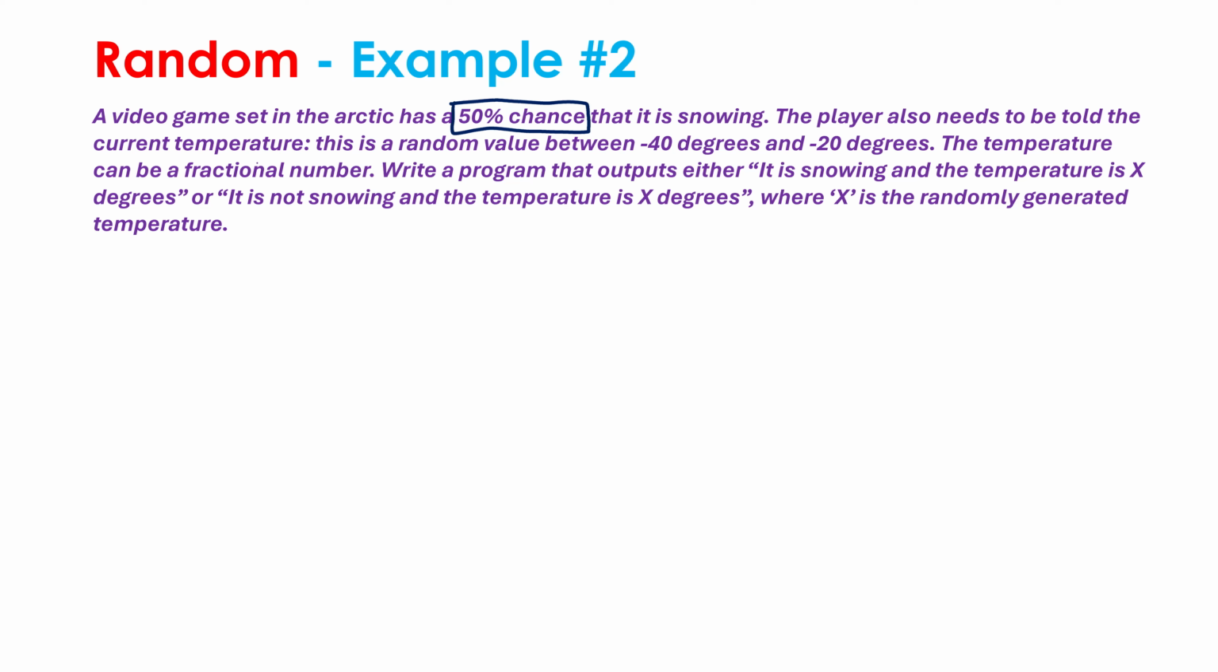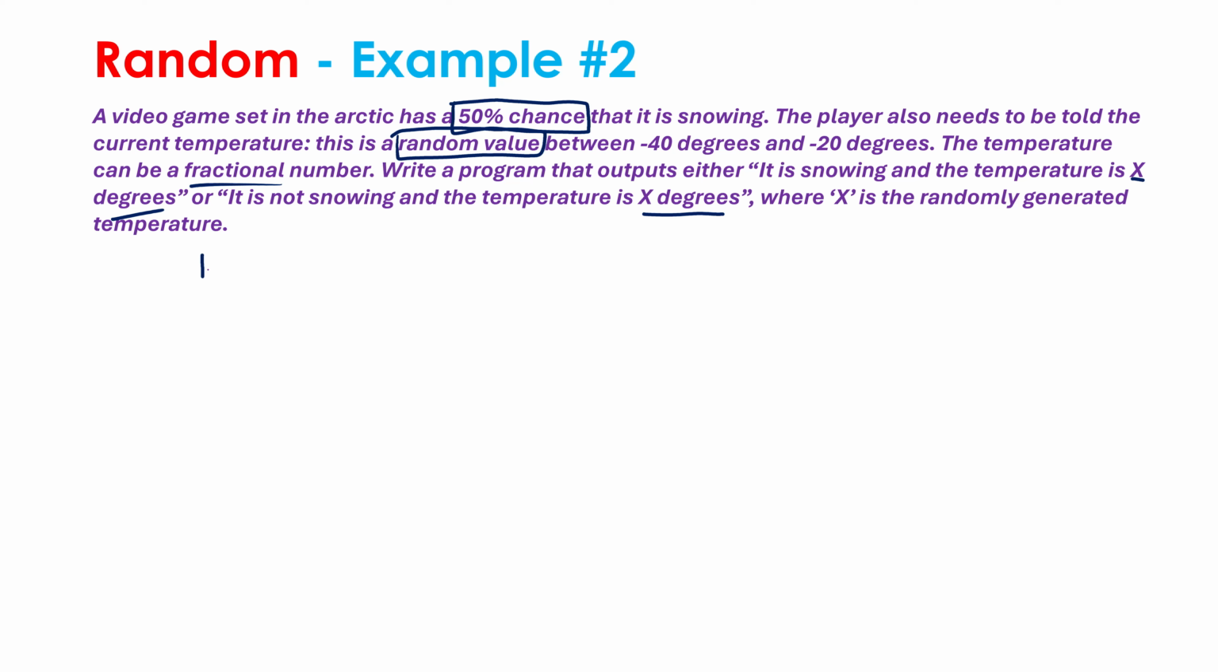We also need to have a random value between minus 40 and minus 20, which is going to be a real. So in terms of what I'm going to do to answer this question, that second random value of the temperature is going to get outputted no matter whether it is snowing or whether it is not snowing. It's probably worth starting by just finding that value and then figuring out how I'm going to do the 50% chance afterwards. So let's get that random value.